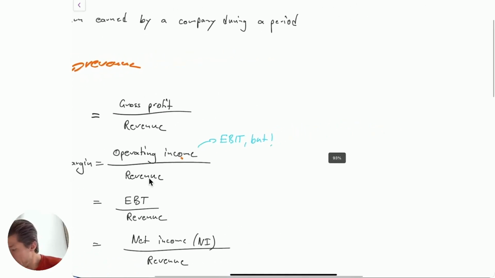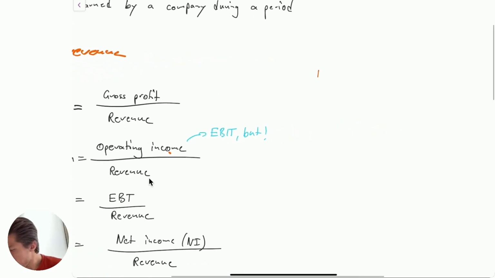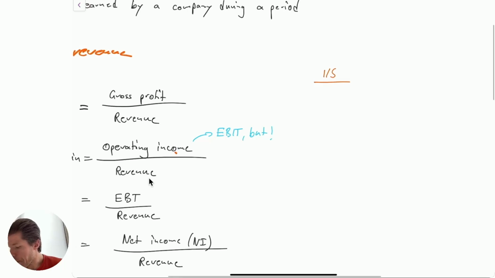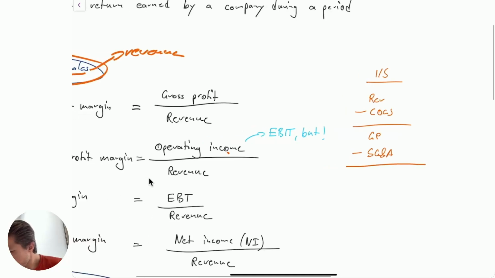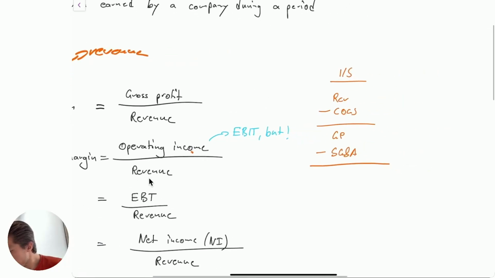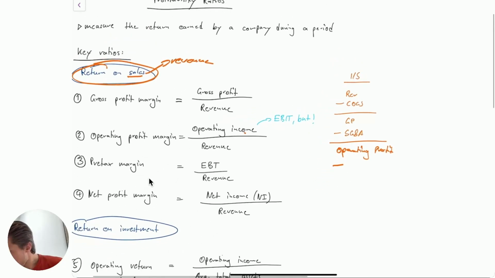So what is happening if I take a simplified income statement and I use EBIT and EBT? It starts with revenue, cost of goods sold, then we have gross profit, that's the number you see here, minus SG&A. Then you have your operating profit margin somewhere here, operating profit, and then you have other items such as D&A and interest and so on.